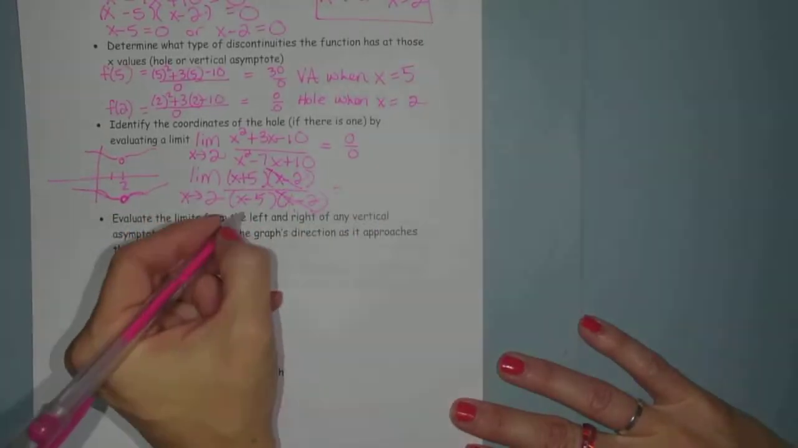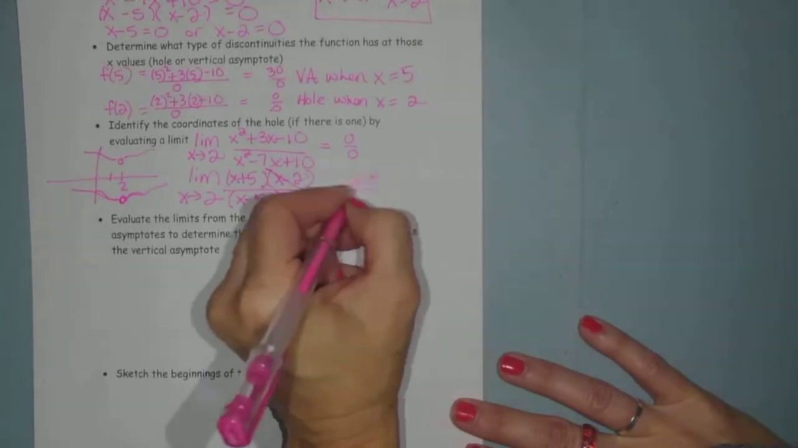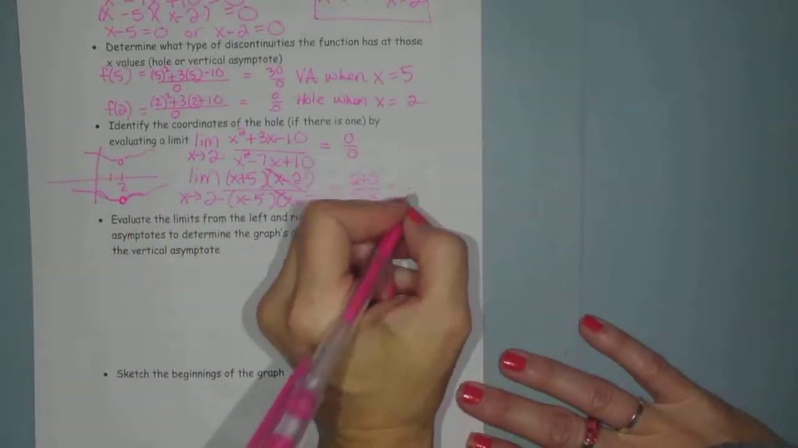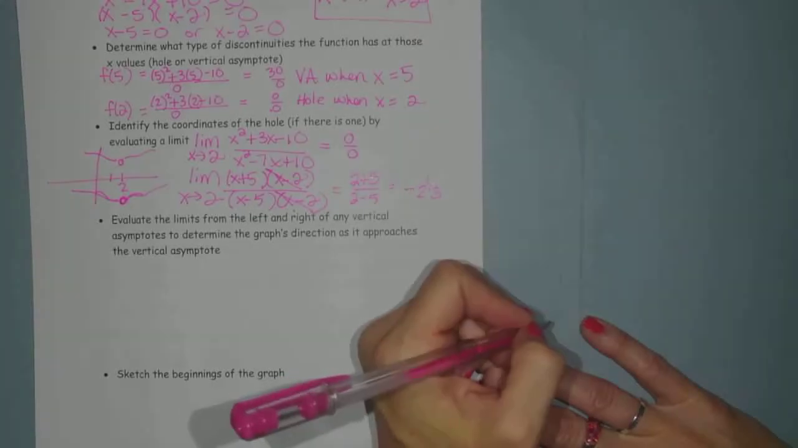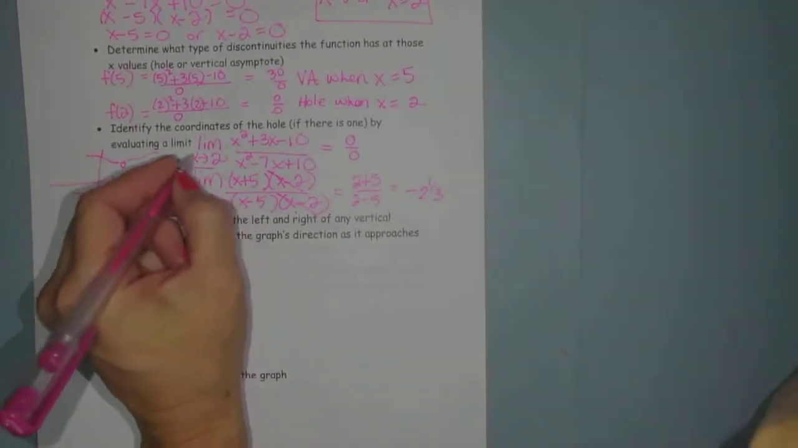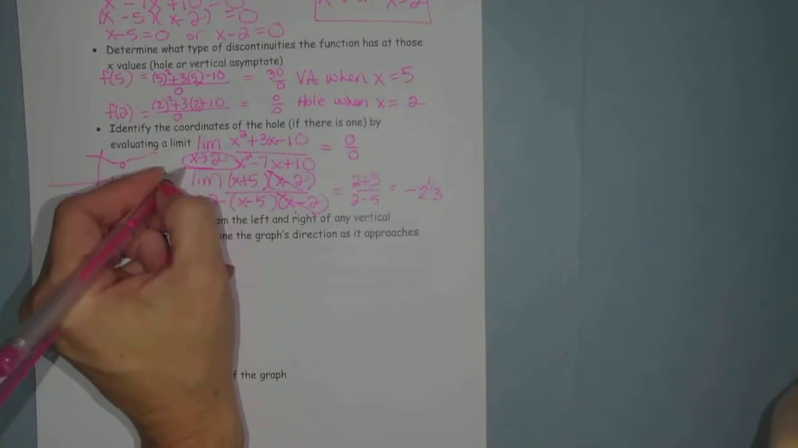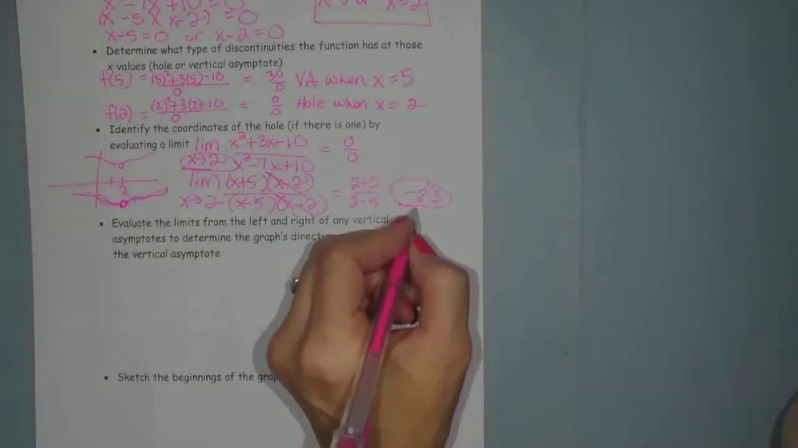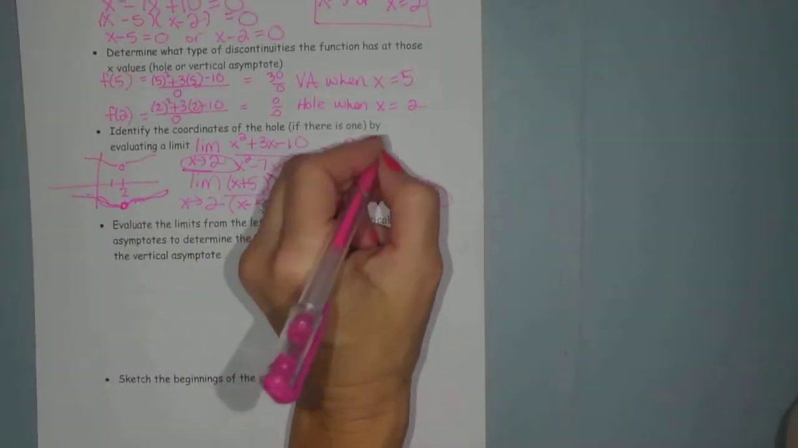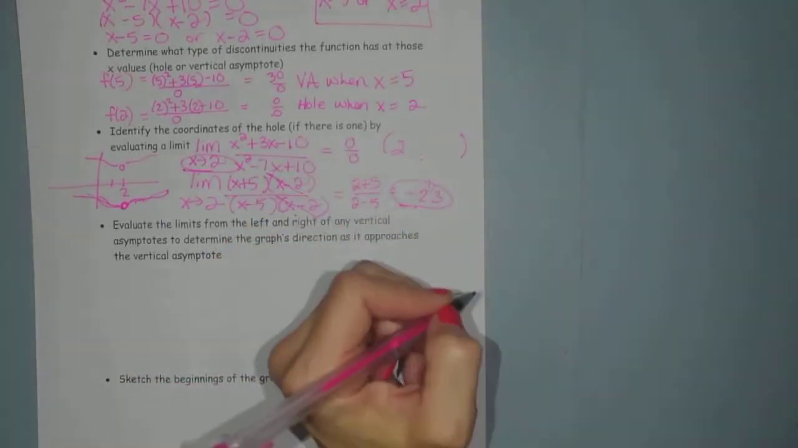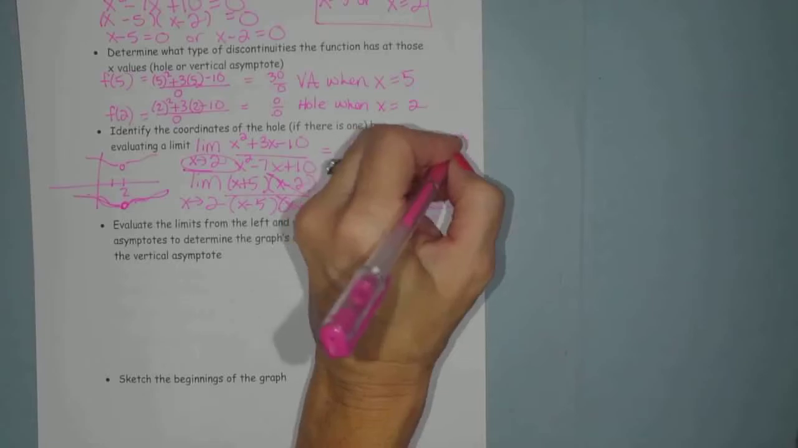And when I plug the 2 back in again, I get 2 plus 5 divided by 2 minus 5, which is 7 over negative 3, or negative 2 and 1/3. So what does this tell me? Well, it tells me that as x comes in toward 2 from the left and the right, the y value is heading toward negative 2 and 1/3. So I'm going to label the coordinates of the hole as 2, negative 2 and 1/3.